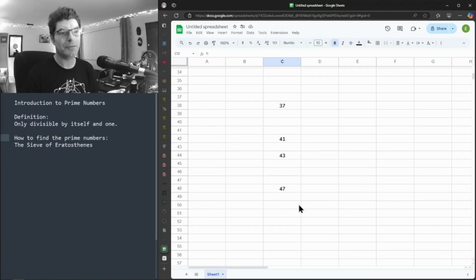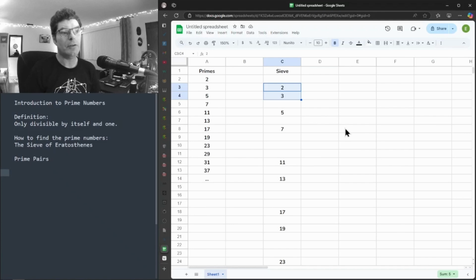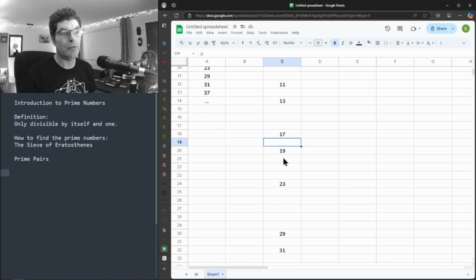One cool thing to notice is that 2 and 3 are the only prime numbers that are right next to each other. They're just one apart. All the other primes have gaps between them. So if you look at these gaps, they may seem kind of random. And that's why you may hear people say the prime numbers are random, or they feel random.